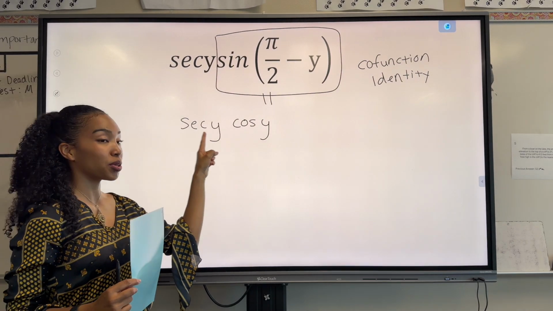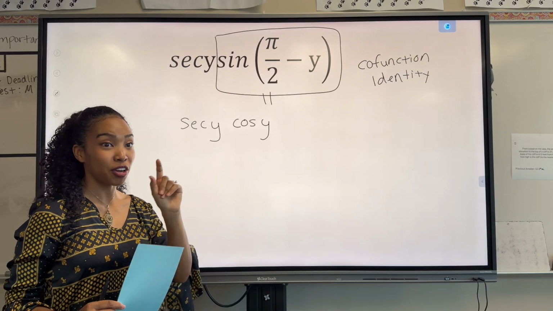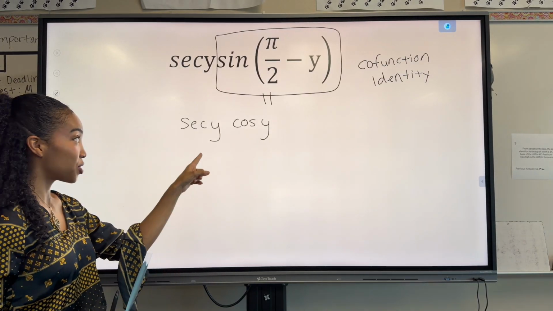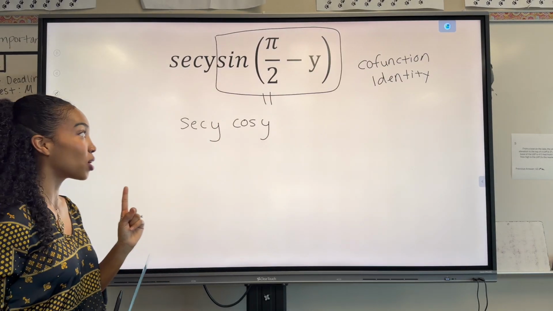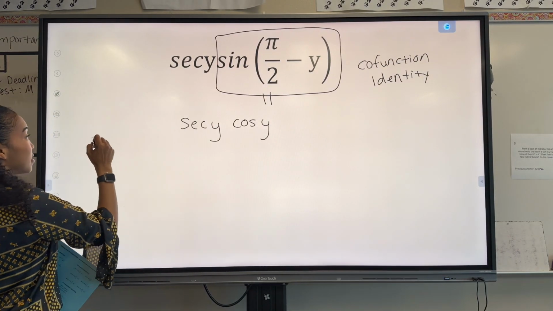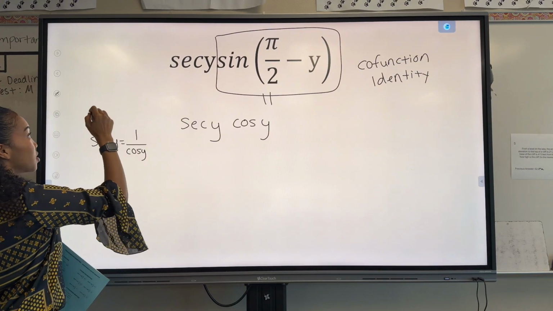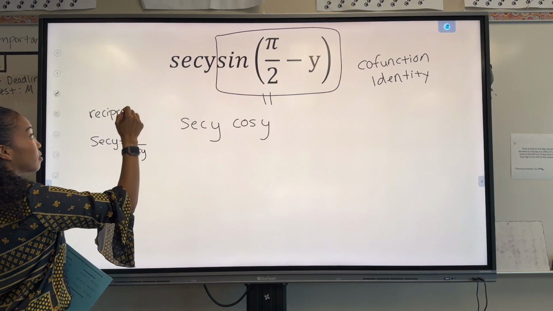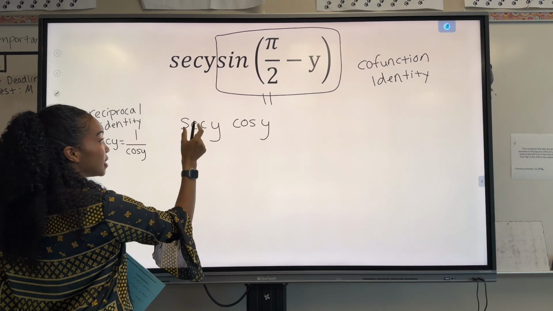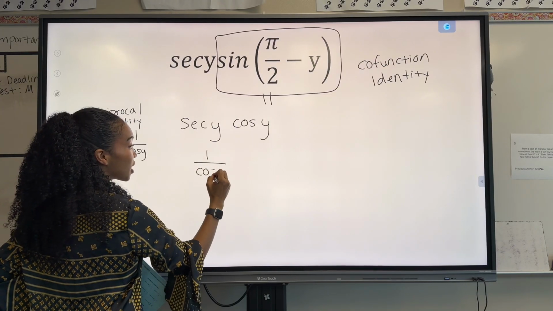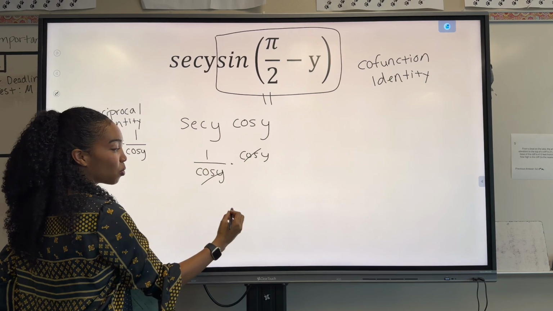Now, do you guys know the relationship between cosine and secant? They're reciprocals. That means it's going to cancel out to equal 1. However, if you want to see it, remember, secant can be written as 1 over cosine. That's your reciprocal identity. So if you want to see the algebra, secant can be written as 1 over cosine. And you still have this cosine, and they cancel out. You're left with 1.